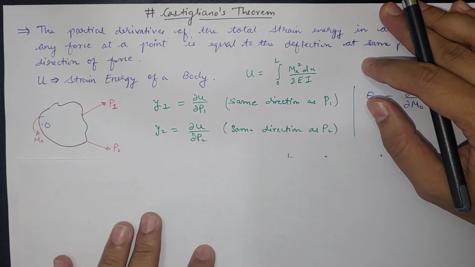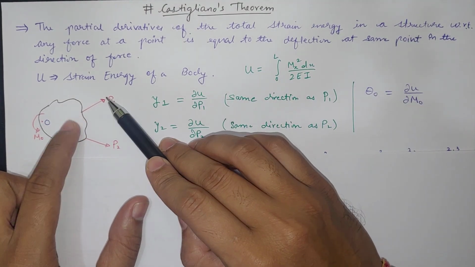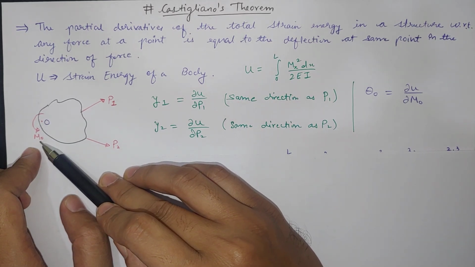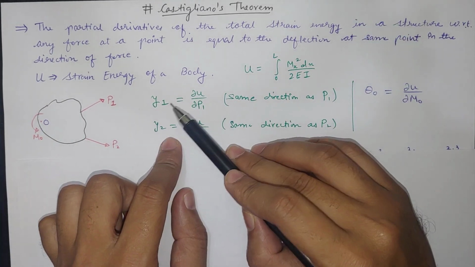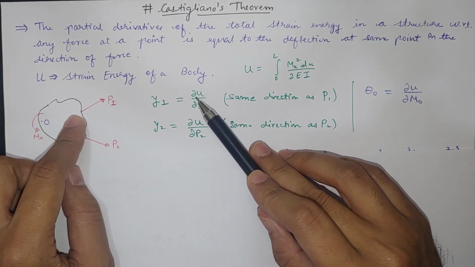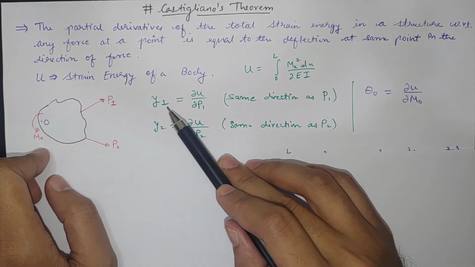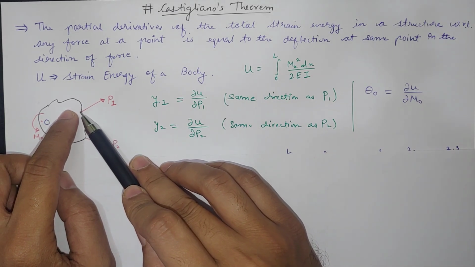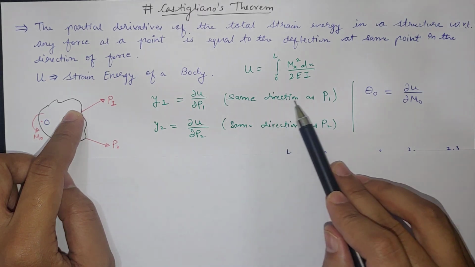Now if we see this theorem in more detail, this is a body. We have force P1 in this direction, P2 in another direction, and the moment at point O is M0. So P1, P2 and M0 are three loads acting. The deflection at point 1 will be equal to ∂U/∂P1. If we calculate the total strain energy of the body and differentiate it with respect to P1, we get the deflection at point 1 in the direction of P1 only.